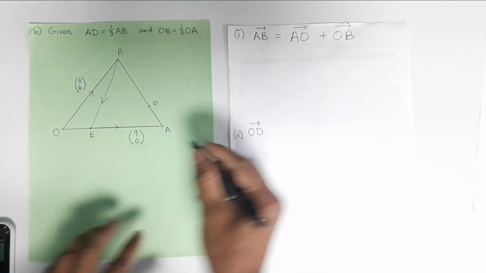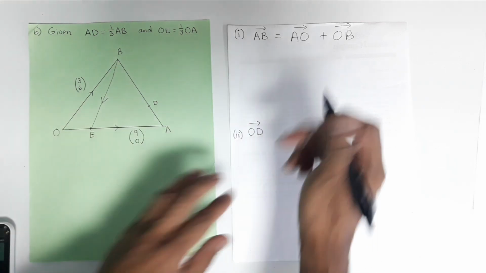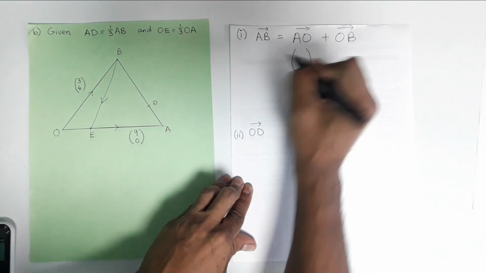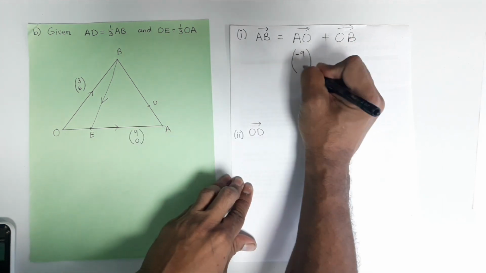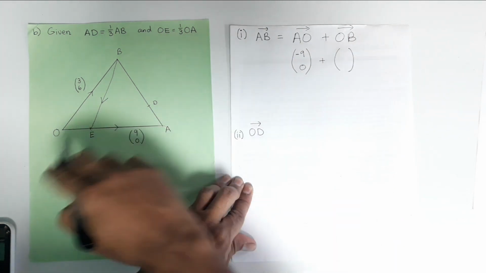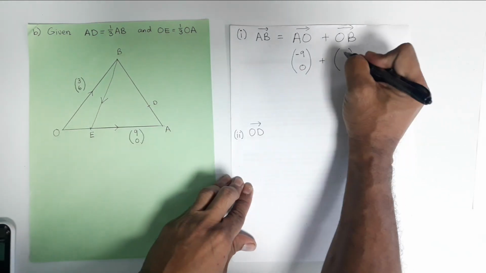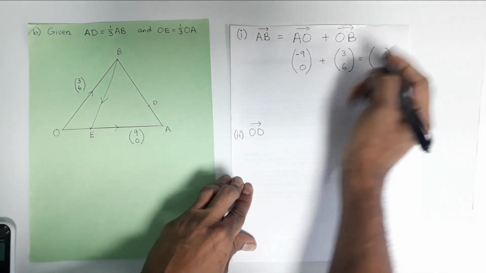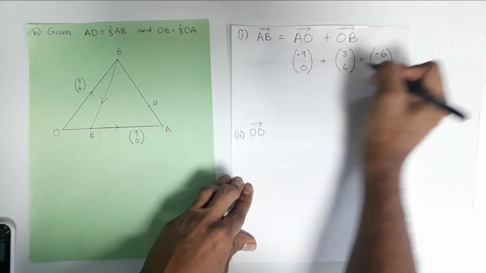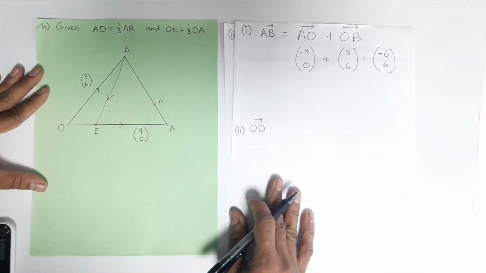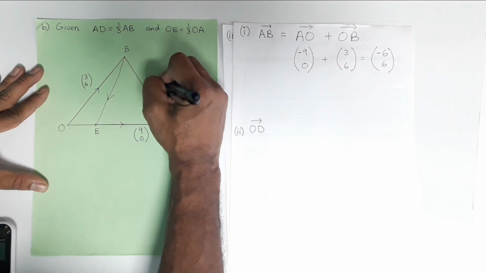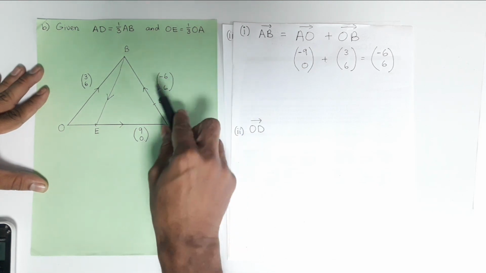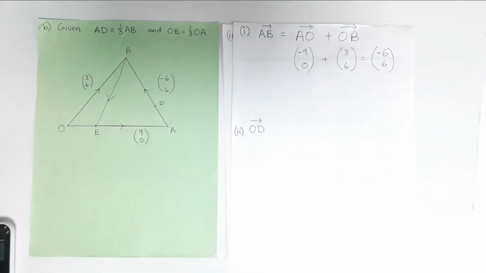Alright. A to O is against the arrow. In vectors, when you go against the arrow, the values need to become the opposite. So the opposite of positive 9 is minus 9, and 0 has no opposite. OB is with the arrow, so we're not changing anything. Let's add it up. Minus 9 plus 3 is minus 6, and 0 plus 6 is 6. So that means A to B is minus 6, 6, right? You notice I put the answer on my diagram. So AB is minus 6, 6.